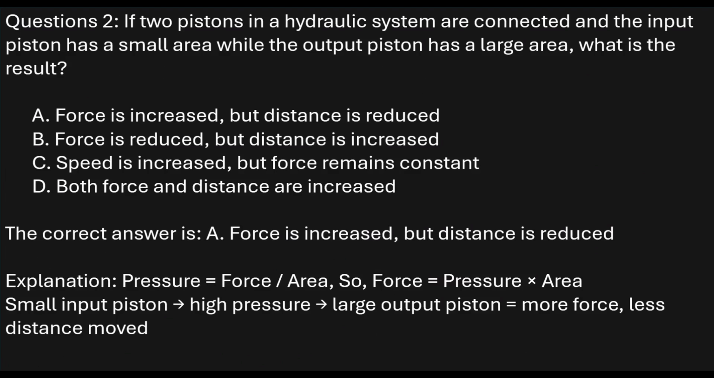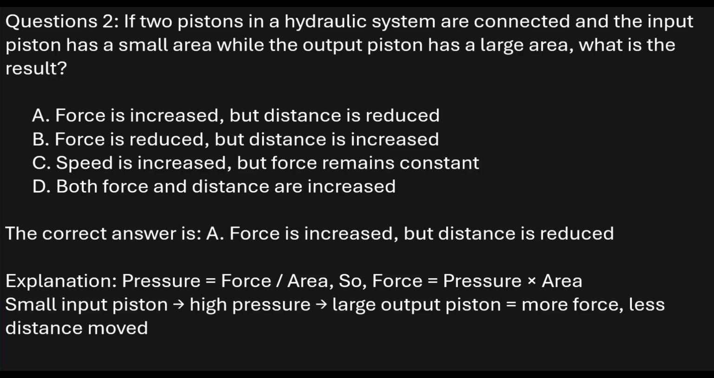If two pistons in a hydraulic system are connected and the input piston has a small area while the output piston has a large area, what is the result? Option A, force is increased but distance is reduced. Option B, force is reduced but distance is increased. Option C, speed is increased but force remains constant. And option D, both force and distance are increased. The correct answer is option A, force is increased but distance is reduced.